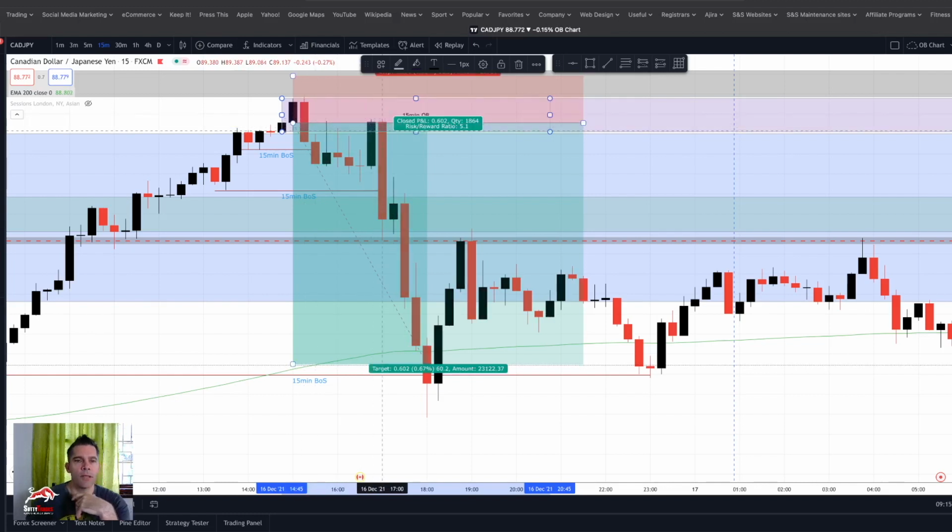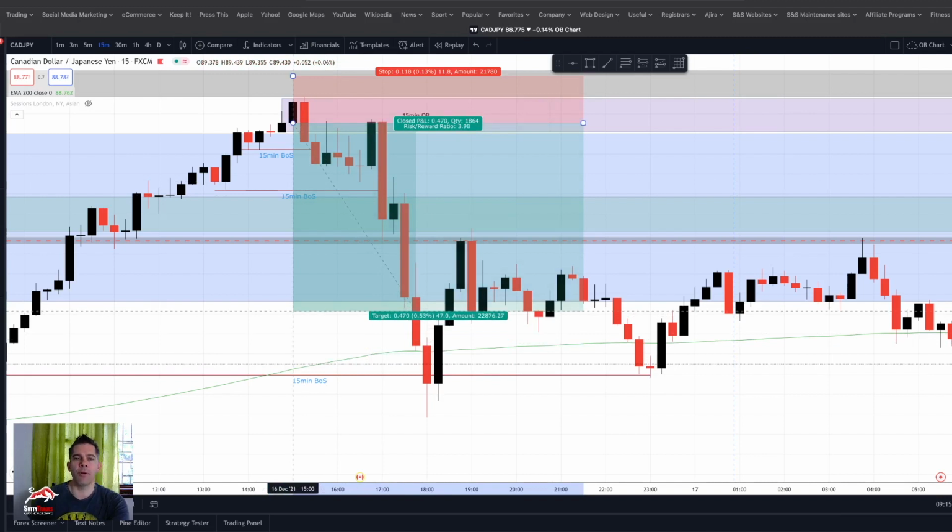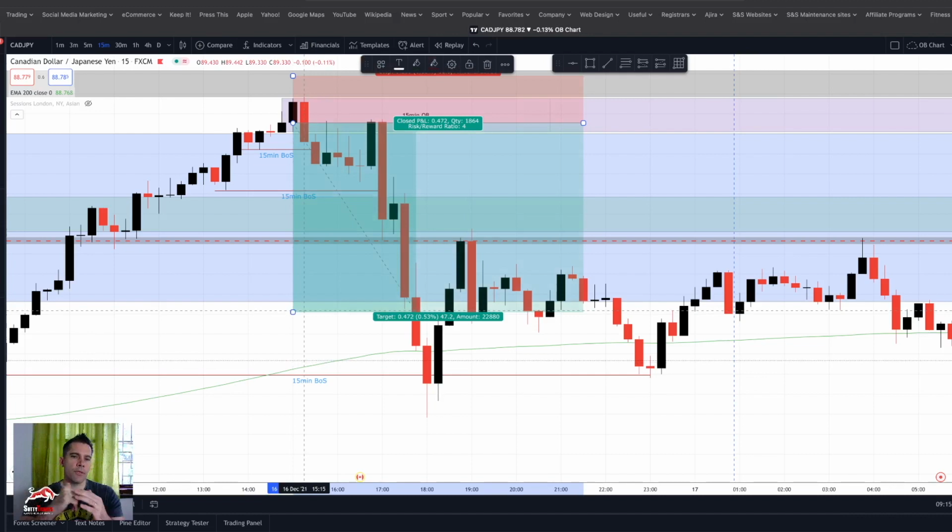So I got my 1-to-1 very quickly, and then it pushed down. I think I went for 1-to-4 on this one, because it had pushed up so hard before, so I was worried that it was going to retrace and keep pushing higher. So I didn't want to risk the 1-to-5. I just got my 1-to-4, got out, and I was happy with that.